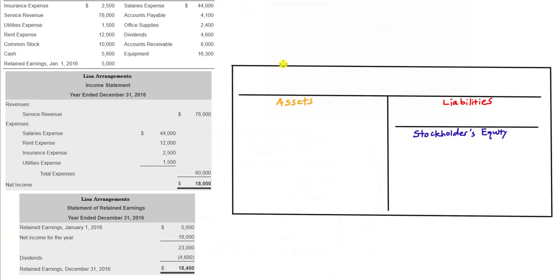Okay, so let's get started. Let's first put our three-line title: business name, name of the financial statement, and the time period or specific point in time you are referring to. This is going to be a specific point in time because it's a snapshot of our accounting equation. So business name, Lisa Arrangements. Okay, what is this document? What are we talking about? This is a balance sheet.